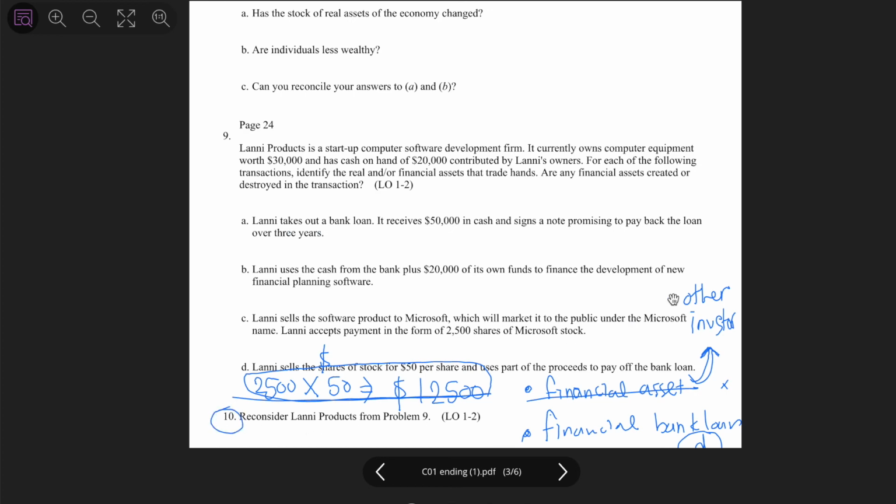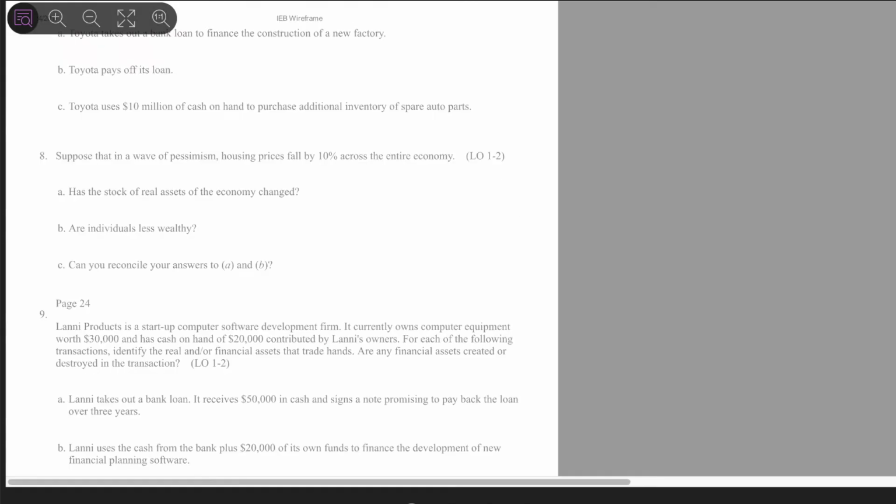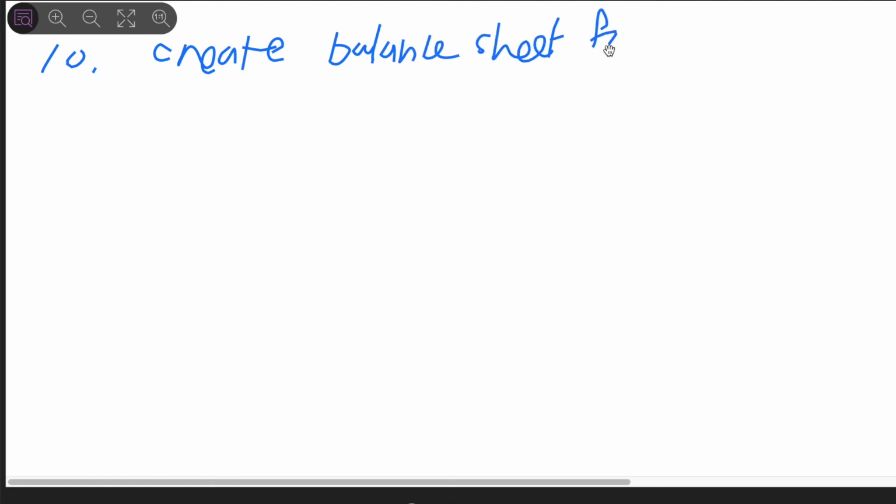Number 10 on our whiteboard. So what is number 10? 10 is create balance sheet for given situations.